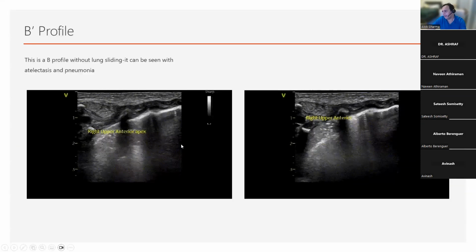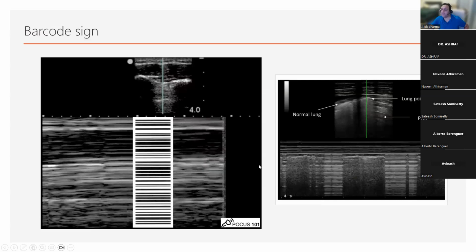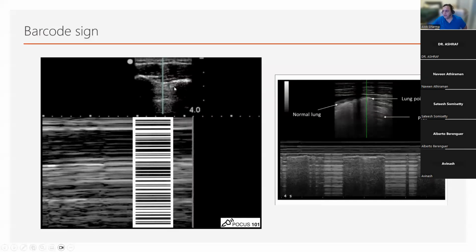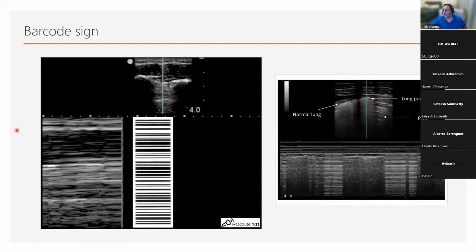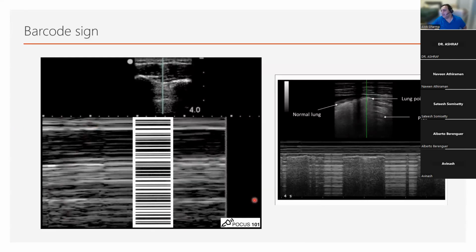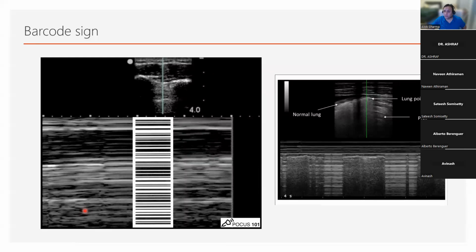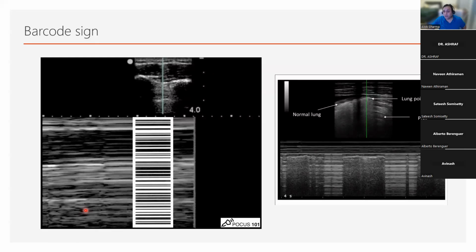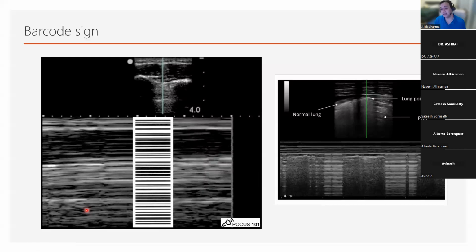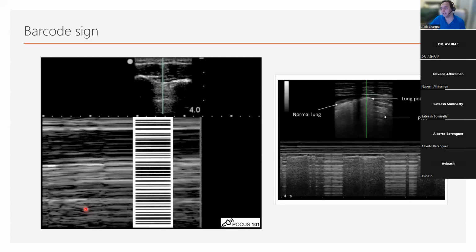So again, just an example of what the barcode sign looks like on M mode. There's no sliding, and it's very clearly visible over here. You get this appearance of an absence of shimmering of the pleura, which then gives you this barcode sign. Just remember, if you have not got good contact of your probe with the skin, you can end up with a barcode sign. There are also differentials of the barcode sign, such as the pseudo-bleb sign.